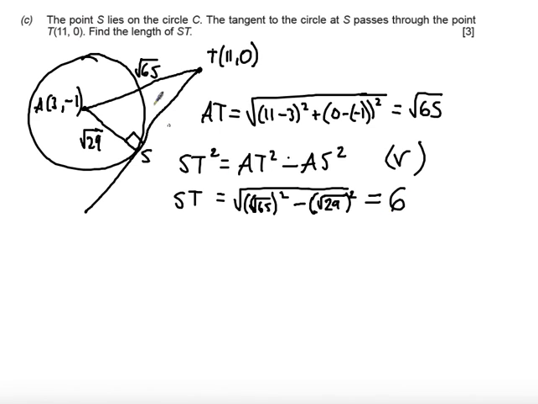Okay, let's have a quick look to see how the marks are awarded in this question. First of all, there's a standalone mark if you found that the side AT was equal to root 65. There is then a method mark for the correct use of Pythagoras and an answer mark for getting that the length ST is 6.